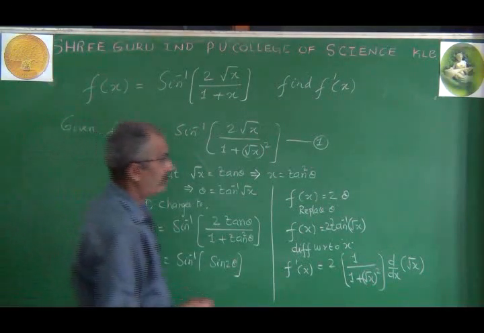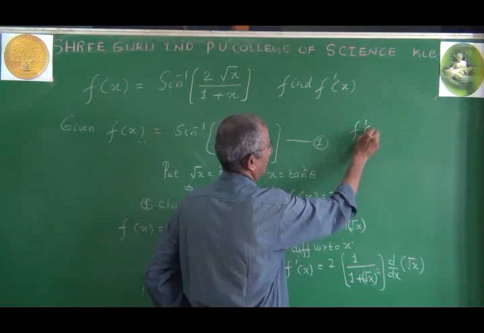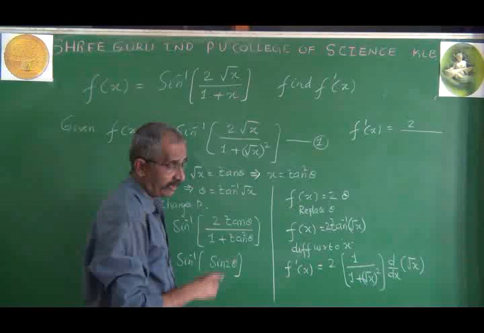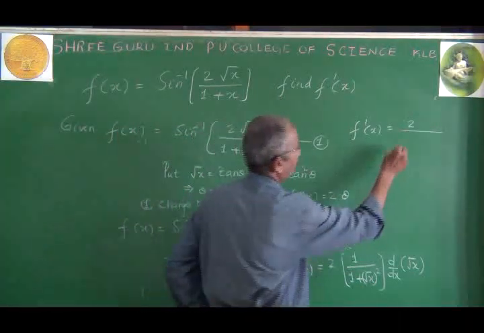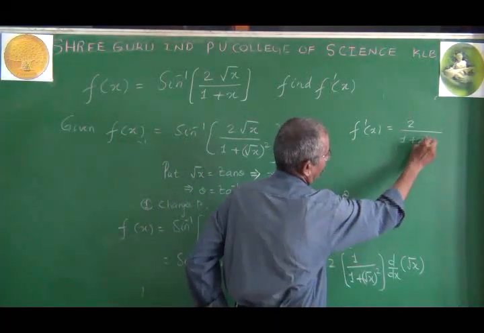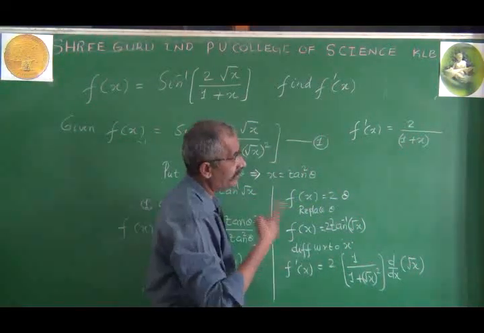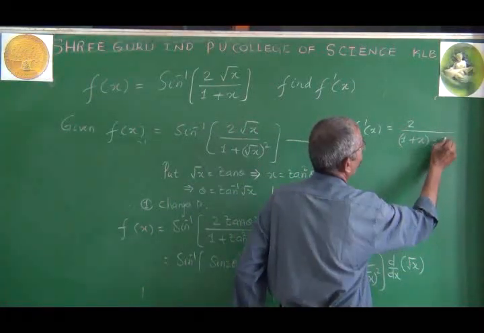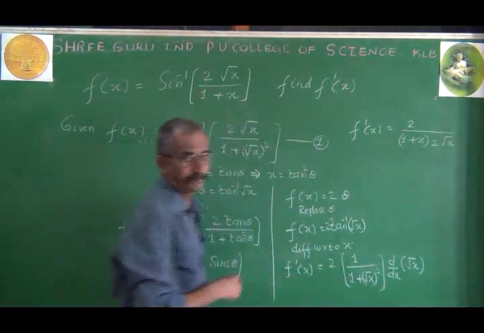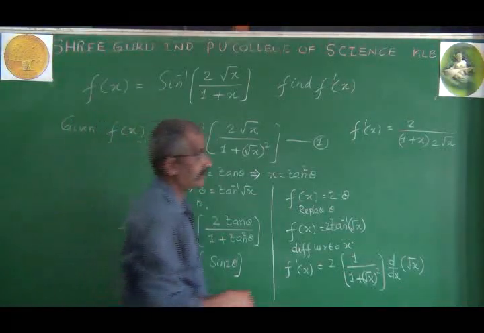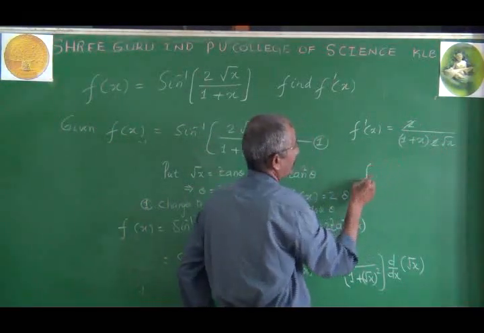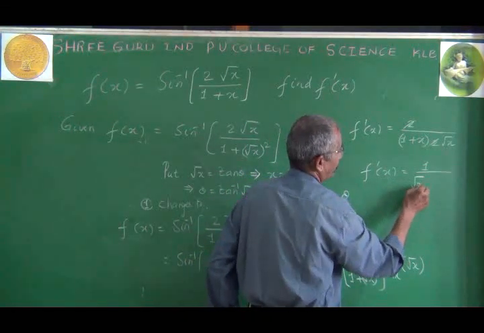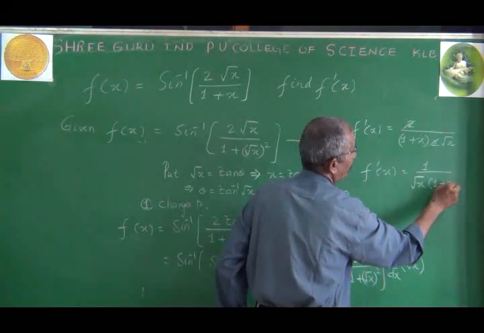Or f dash of x equals 2 divided by (1 plus root x) whole square is x. And also at the same time, root x differentiation is 1 by 2 root x, that is total divided by 2 root of x. So in the process, 2 will get cancelled out, cancelling to f dash of x equals 1 by root x into (1 plus x). That's the final simplified answer.